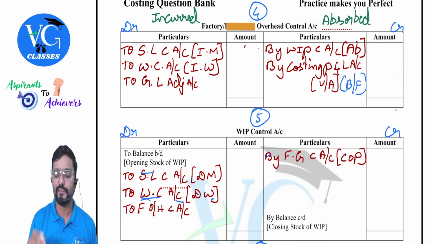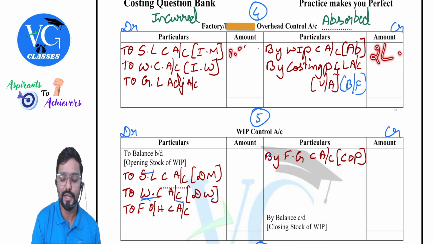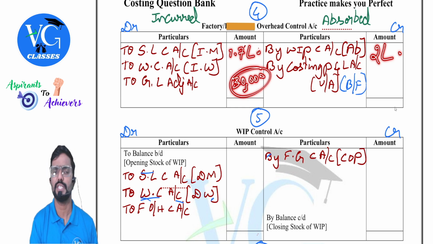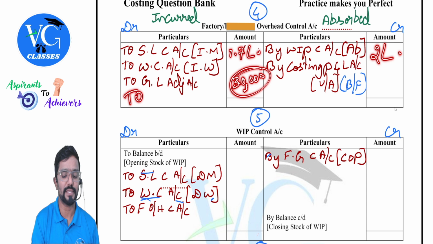Sir, what if it is vice versa? For example, assume observed is 2 lakh, but incurred is 1.7 lakh. Incurred is 1.7 lakh, we have observed more. So that means there is an over absorption of 30,000. Where will it go, sir? To costing P&L. So here we need to pass it to costing P&L account.